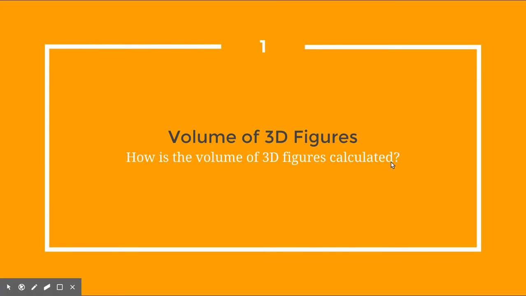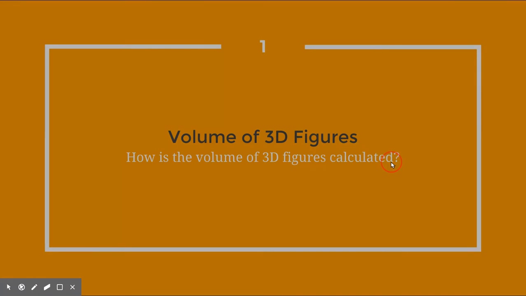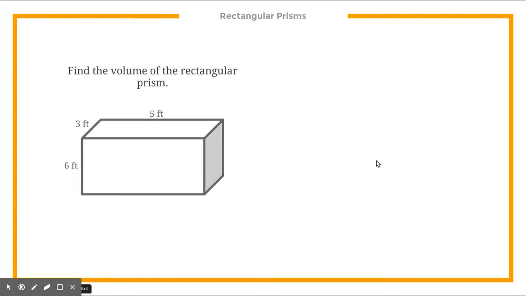And again, the main purpose of the set of notes is to go over volume of 3D figures, which is a little bit different than area because we're talking about 3 dimensions, whereas before we were talking about 2-dimensional figures. So the first one that we're going to go over is rectangular prisms.